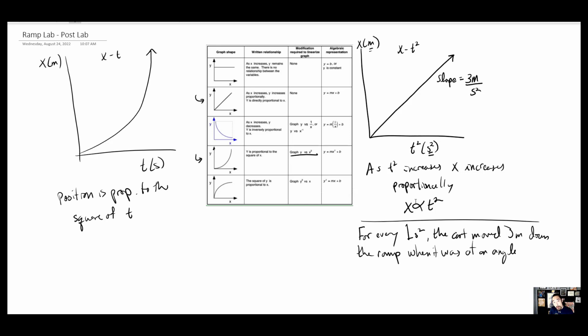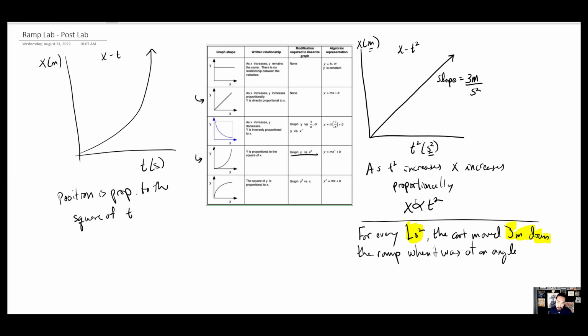Okay, so what I'm going to do now is highlight the parts I want to really showcase. This is for every 1 second squared, the cart moved 3 meters down. Now, if you're thinking to yourself, what the heck does that mean? That's very good. You should be thinking to yourself, what the heck does that mean, right? What is exactly a 1 second squared?